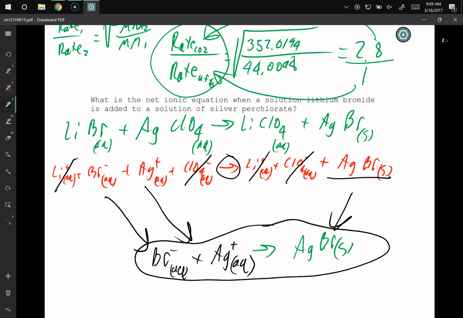It depends. You probably don't need to include them in the net ionic. I mean, it's totally possible you might need to. But if these numbers would have been, say, a 2 and a 2 and a 2, you can just go through and divide through by 2 and get rid of them. But if it was like a 2 and a 3 and a 4, then you'd need all of them.